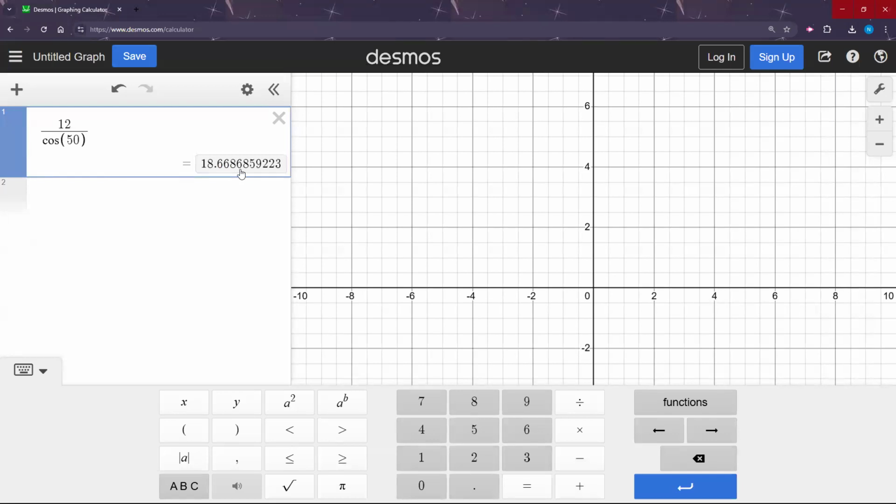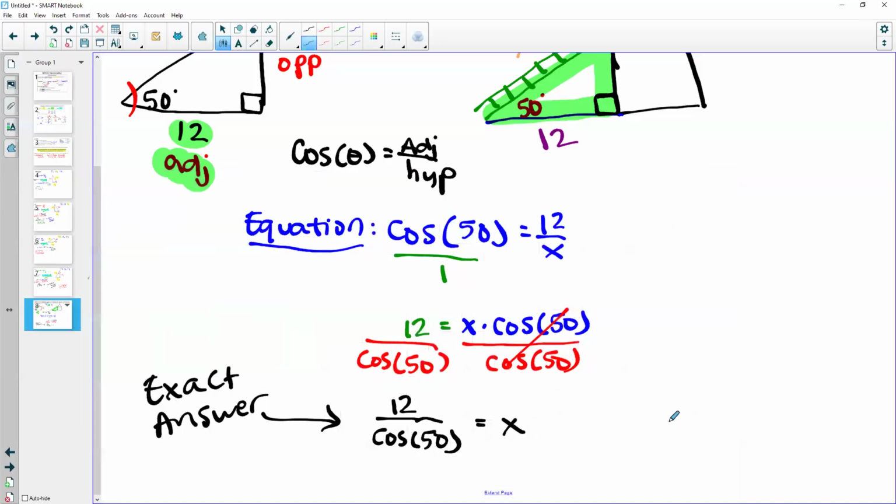That next number is 5 or more, so it's going to round up. 0.668 rounds up to 0.669. So 18.669 is the approximate value for x.